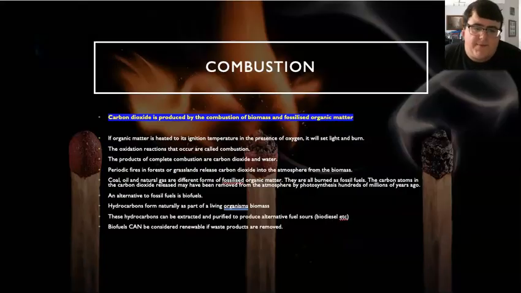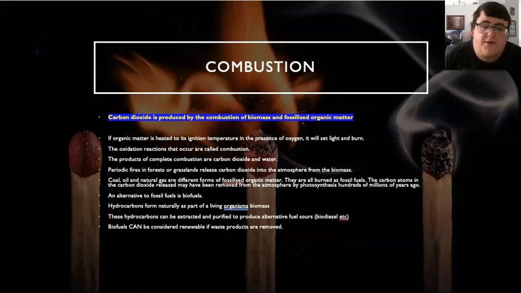Okay. Lastly, last couple of slides, we're going to talk about combustion. Carbon dioxide is produced through combustion of biomass and fossilized organic matter. If we get organic matter and heat it to its ignition temperature in the presence of oxygen, it will set light and start to burn. Whenever that happens, that's an oxidation reaction, and we call that combustion. The product of complete combustion is carbon dioxide and water.